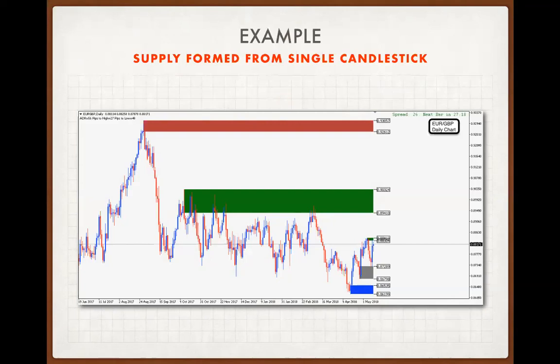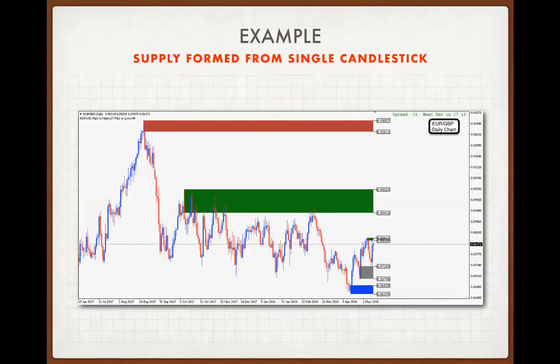There is no base to the left. There is no sideways trading or range of candlesticks. Not 3, not 5, not even the 7 that we prefer to see for a strong base. We don't see any of that. We see a single bearish candle that drops, creating that supply zone.